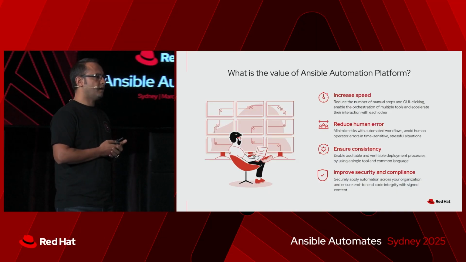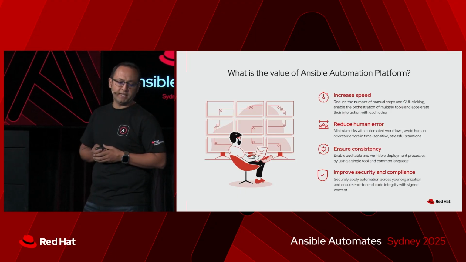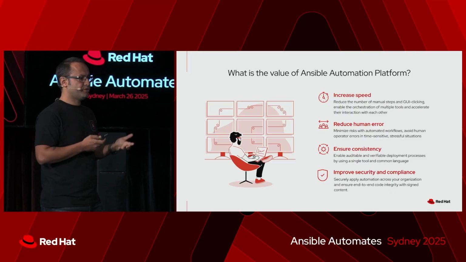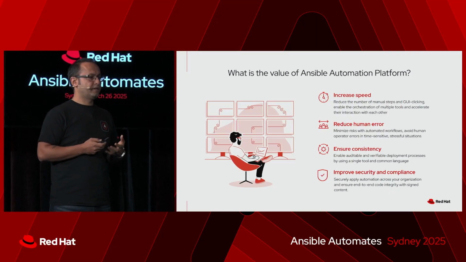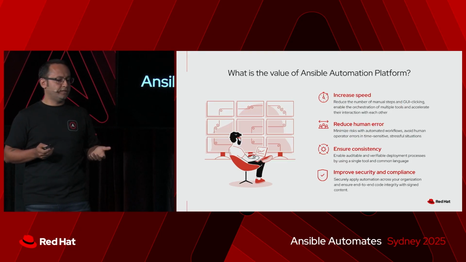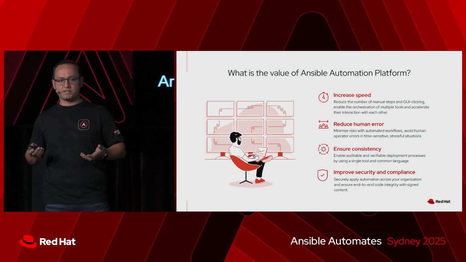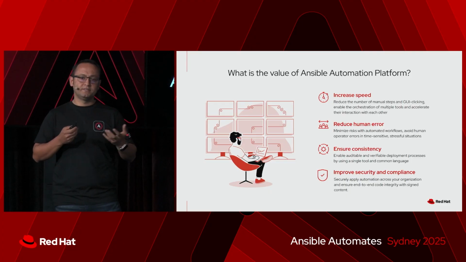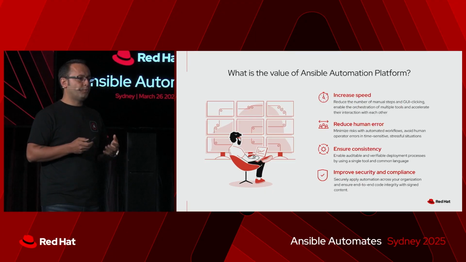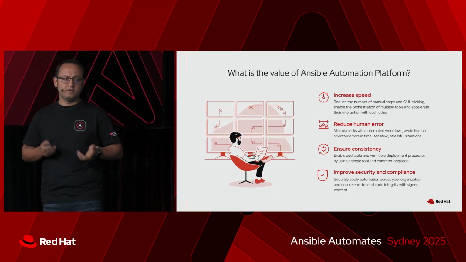But why? What is the value that the platform is bringing to the table? So we've spoken about the three key activities: provision, manage, and configuration. We want to ensure end-to-end automation. That means we want to reduce the number of manual tasks and clicks so that we can speed up our automation service. We want to do things quicker, yet we want to reduce the risk associated with human or operator errors.